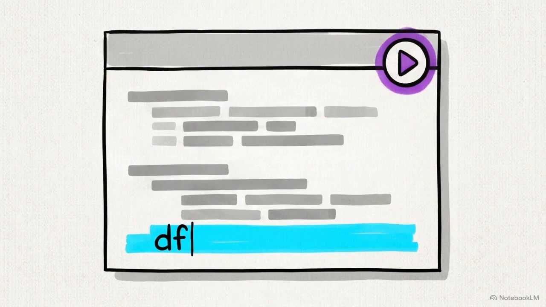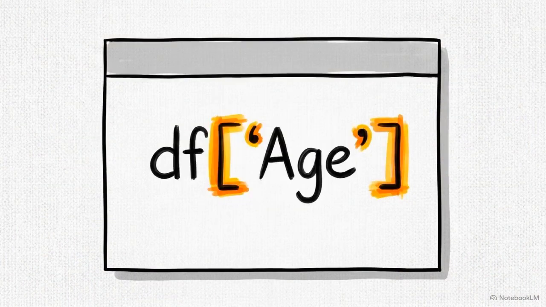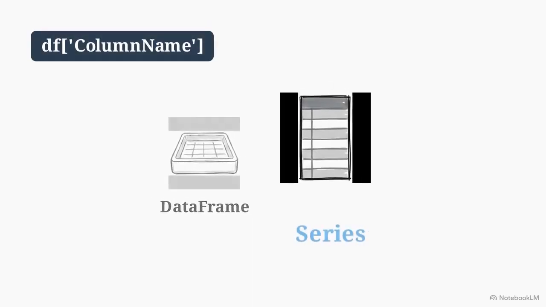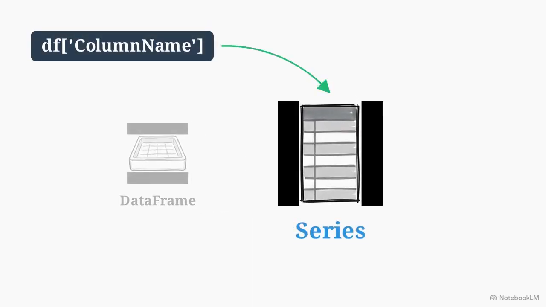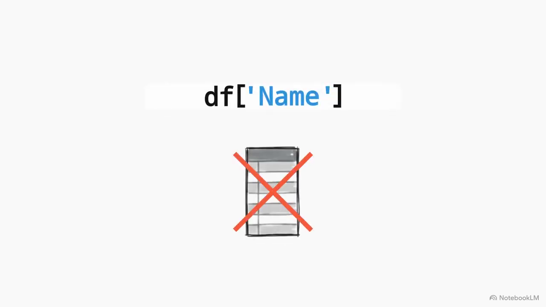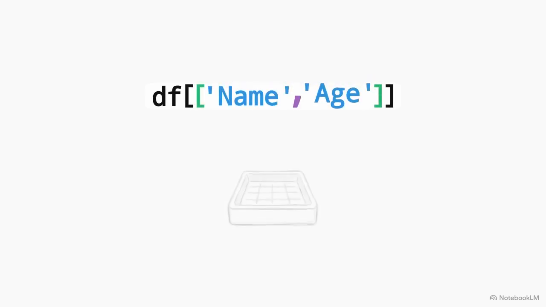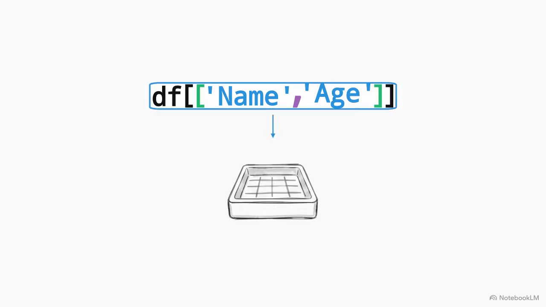Let's extract a single column. We do this by typing our variable name, df, followed by a pair of square brackets and the exact column name inside quotes. Because we only asked for 1 column, the output we get back is a single Series, temporarily altering our data structure. To pull multiple columns and maintain the DataFrame structure, we use a specific set of double brackets. Inside the inner brackets, we list out our column names, separated by a comma.